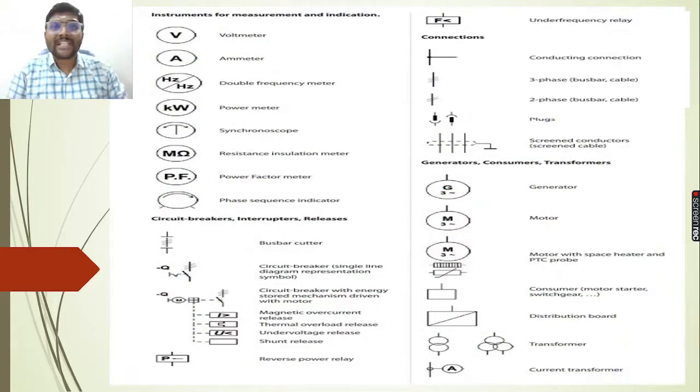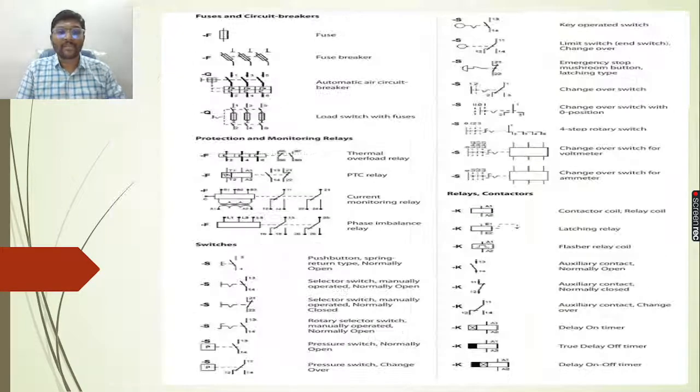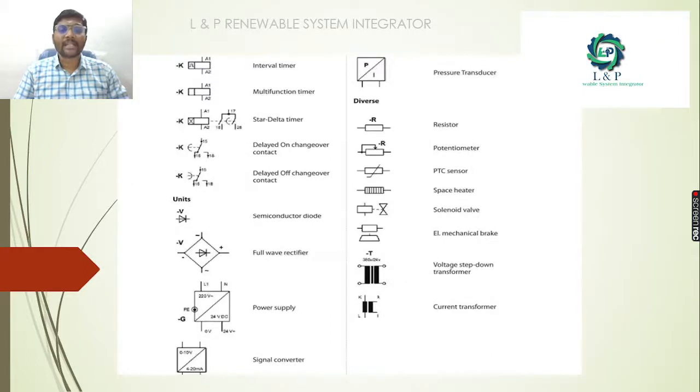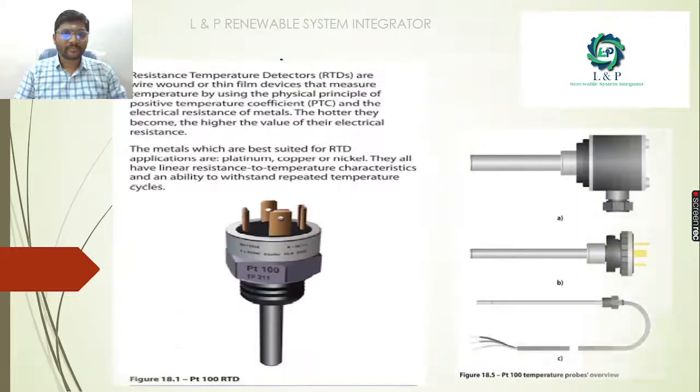As we told earlier in our discussions, we might be using so many symbols, short forms, and abbreviations to represent the instruments for measurement and indication, circuit breakers, connections, generators and transformers, fuses on the circuit breaker, protection and the monitoring relays, switches, relay and contactors, units and drivers. So if you have any doubt, kindly refer to this.